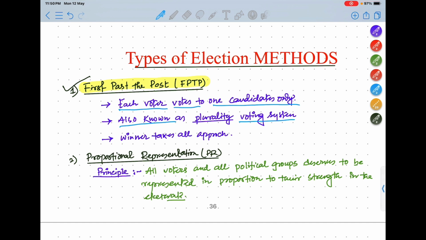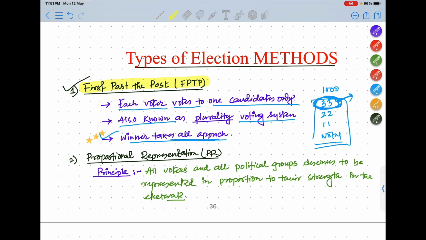Suppose there are 100% votes, one got 33%, one got 22%, one got 11%, and some NOTA, and the total is this much only. So the winner is the one with 33%. The winner takes all. The person who gets 33% is the winner. So in first past the post, it is a winner takes all approach. This term is important. In the exam they may ask about winner takes all. This approach is related to the first past the post system, that is FPTP.